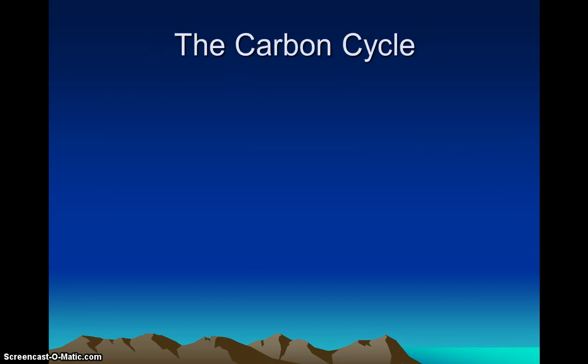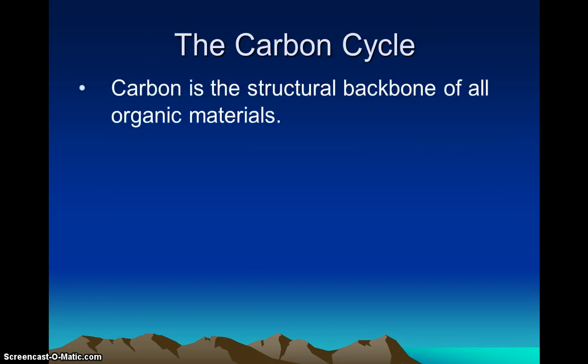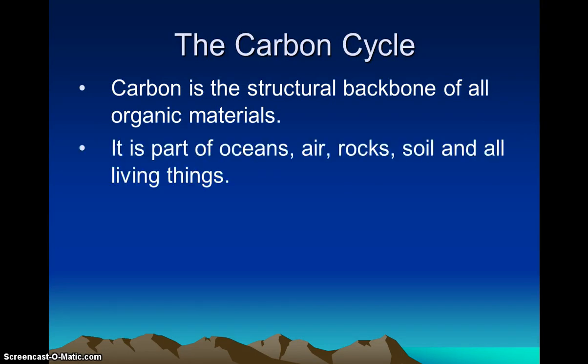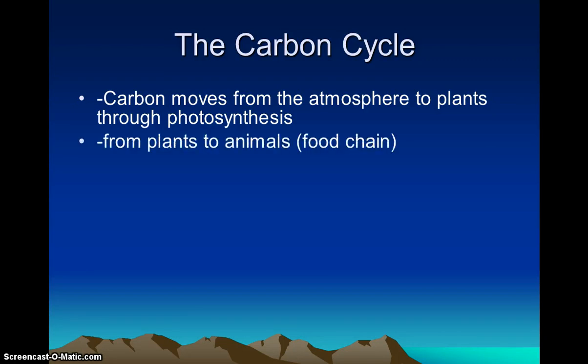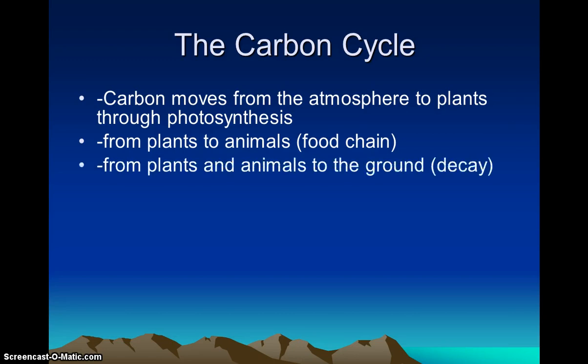So we're going to start off with the carbon cycle. Carbon is the structural backbone of all organic material. It is part of ocean, air, rocks, soil, and all living things. Here's the first part that you need to be writing down on your conceptual understanding: carbon moves from the atmosphere to plants through photosynthesis. And then it moves from plants to animals in the food chain. It moves from plants and animals to the ground when those things die and start to decay.